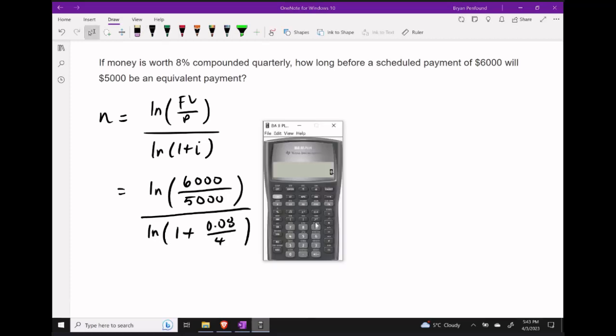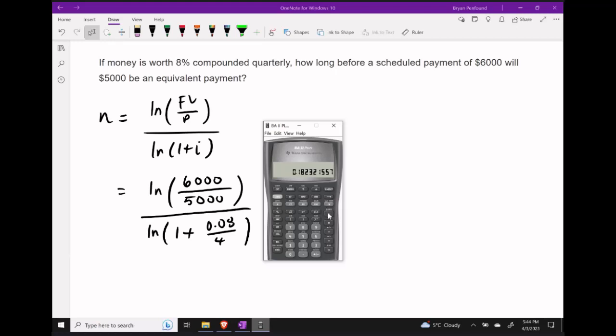So next we want to start working on getting that into our calculator. Let's take 6,000 and divide by 5,000. Hitting the equals button, we can then apply the logarithm to that value. So this 0.18 is going to be the value that's inside of the numerator of our large fraction.